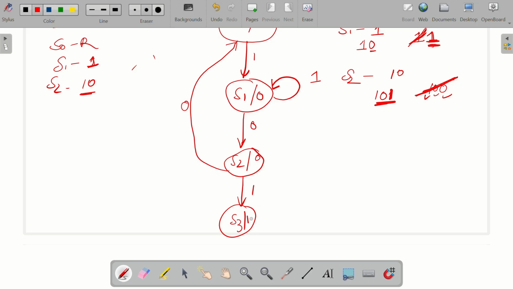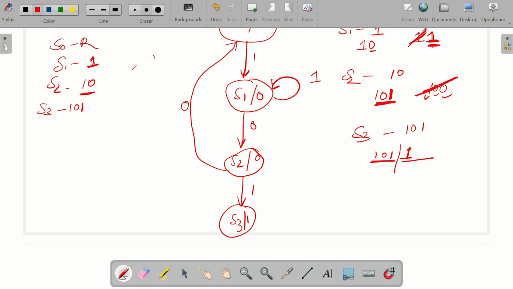Now we will check out the S3 state. S3 is the state where you already have 101 with you. Now in S3 state I already have 101, and the next bit which I get is 1. So what happens? I can start my new sequence with this 1. Why am I saying that I might need something from my previous sequence? Because this is an overlapping case. You can leverage those previous bits in order to continue with the new sequence detection.